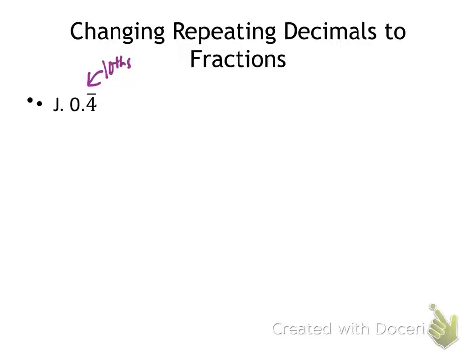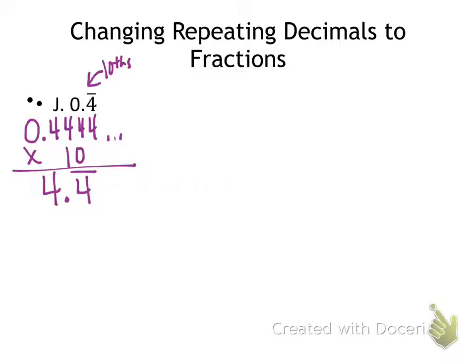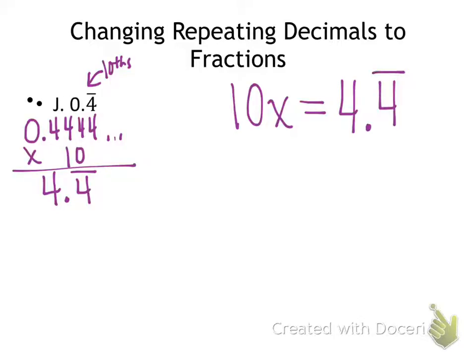Okay, so since it's in the tenths place, I'm going to multiply this by 10. So really what this looks like is 0.4444, and so on. I'm going to multiply that by 10. When I do that, I get 4.44444, so 4.4 repeating. All right, so over here, I need to set up an equation. Since the smallest repeating place is in the tenths place, I'm going to put 10x. When I multiplied by 10, I got 4.4 repeating, so I'm going to write that on the right-hand side.